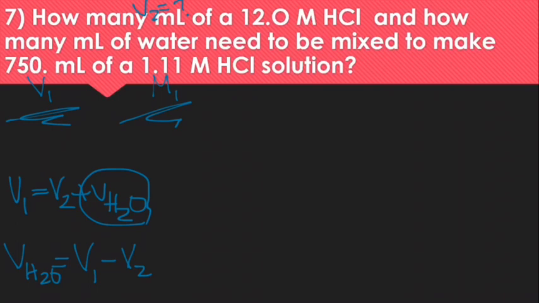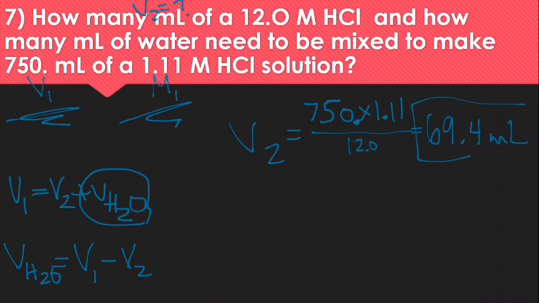So let's solve for that V2 real quick. Take that M1 times my V1, 750 times 1.11. Put that decimal back there to remind me that that is 3 sig figs. Divide it by that 12 number, and that tells me that my volume is going to be 69.4 milliliters. So that's my V2. So that's one of my answers. That's how many milliliters of my solution I need.